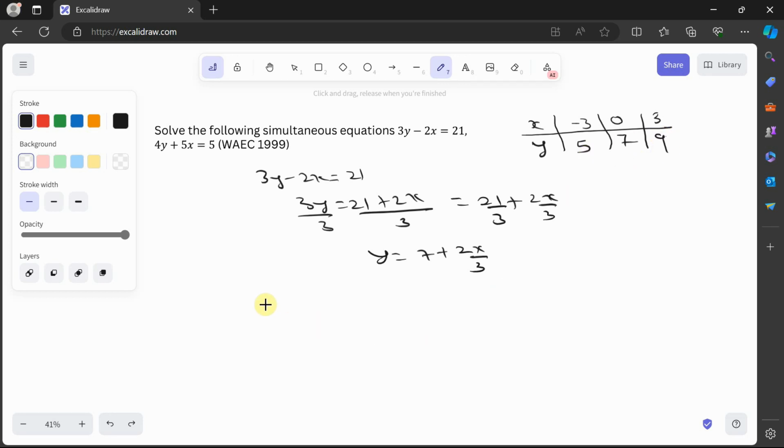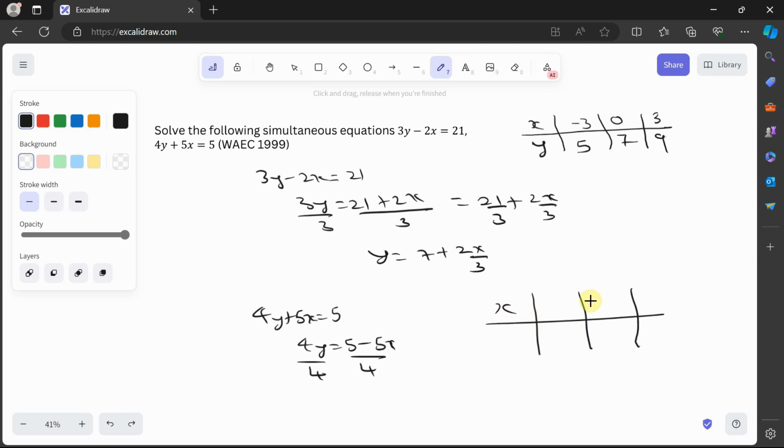And then for the 4y plus 5x is equal to 5. Remember, it's not compulsory to use the same exact points I use. So I'll make y the subject of the formula. That will be 4y is equal to 5 minus 5x. And if I divide both sides by 4. So let me draw up my points.